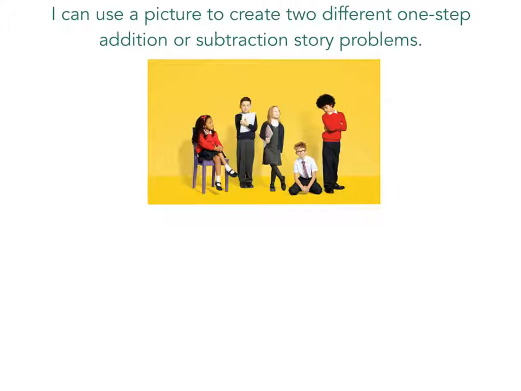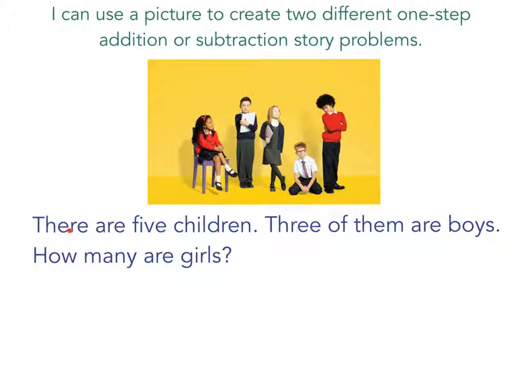The first problem I'm going to write is going to be a quantity unknown problem, which means you could use addition or subtraction to solve my problem. My problem says, there are 5 children, 3 of them are boys. How many are girls? I'm going to use subtraction to solve this problem, and I want to make sure that when I write my number model, it matches the order of the story problem.